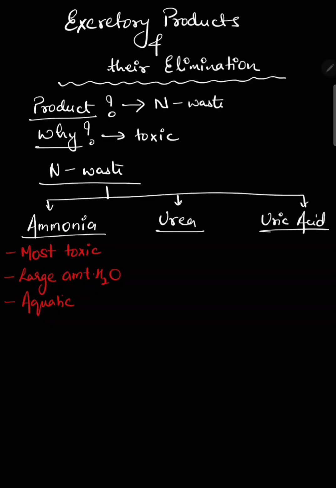So most of the aquatic animals, whatever they may be, fishes, amphibians, reptiles, mammals, if they are aquatic, they will eliminate ammonia because a very large amount of water is required. And how will this ammonia pass? Ammonia will pass through simple diffusion. Through simple diffusion it will be produced and eliminated within a few minutes. It is not to be kept in the body for hours because it is more toxic than the other two, that is urea and uric acid.